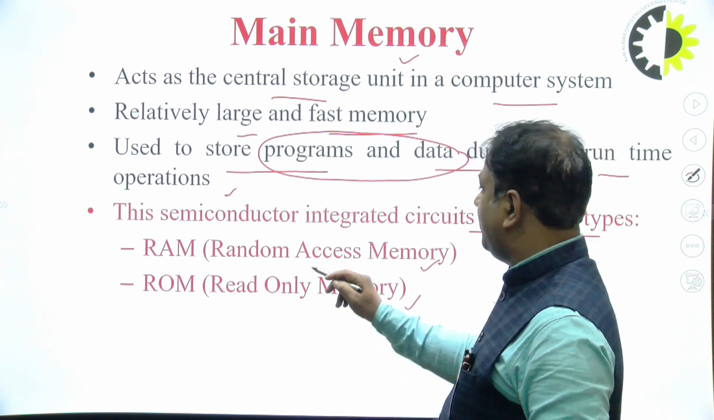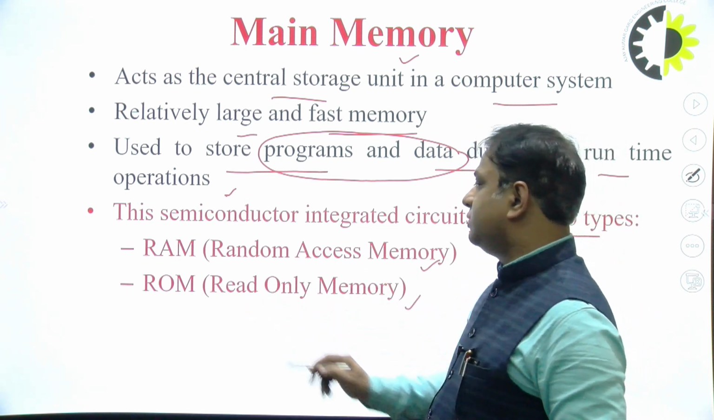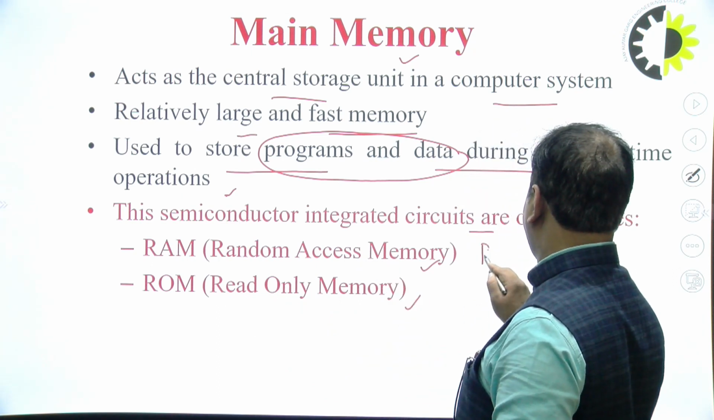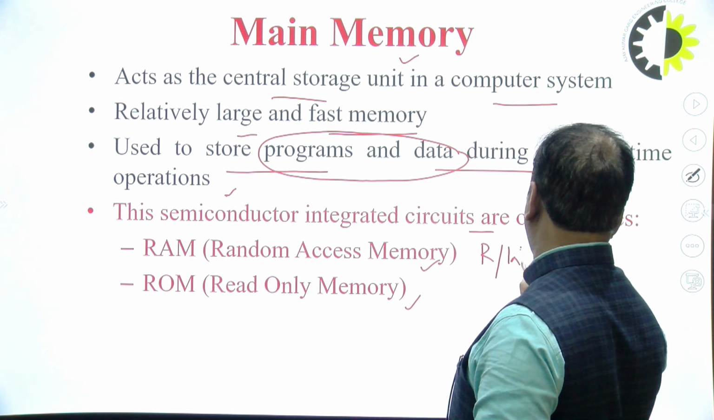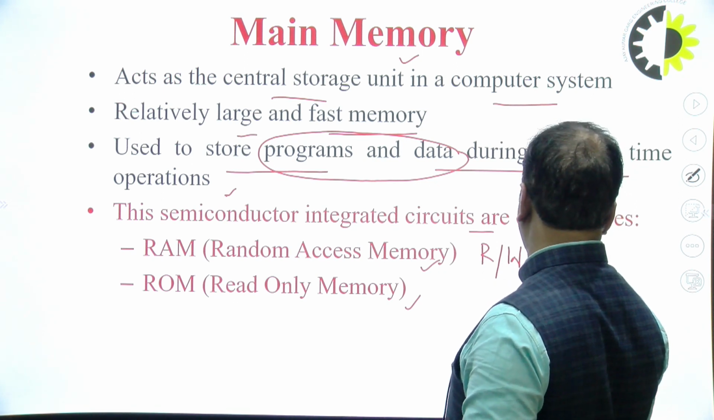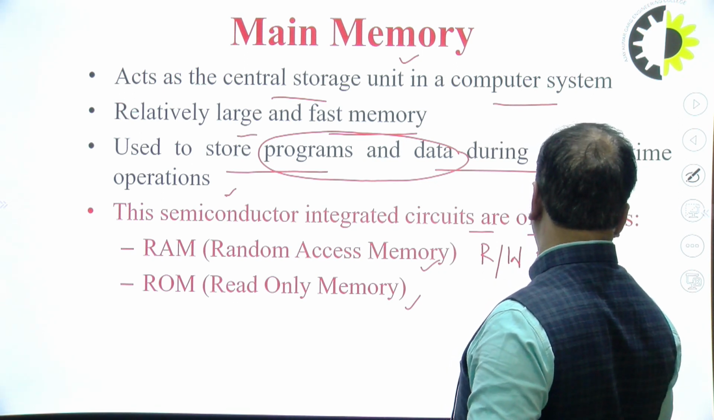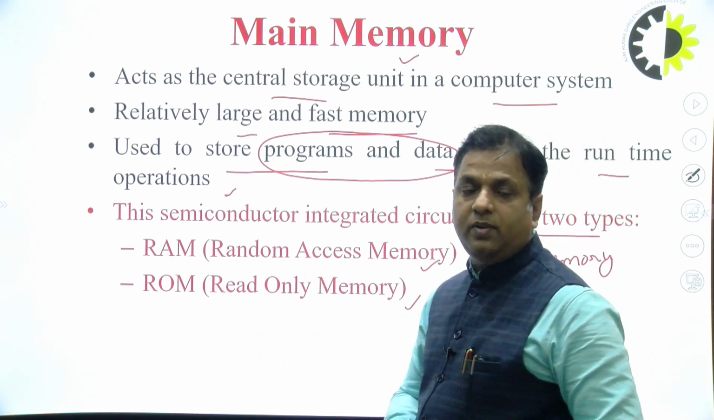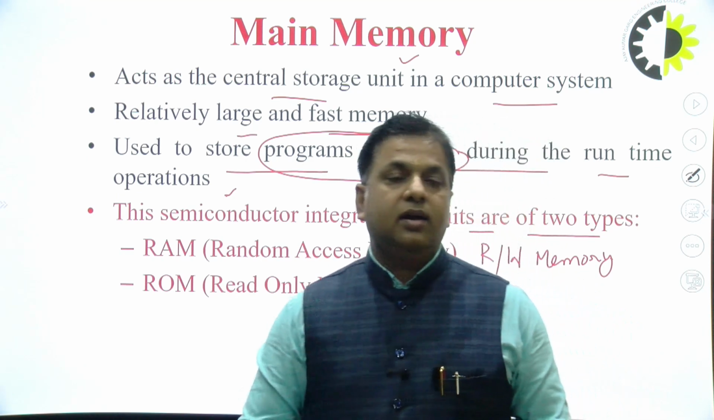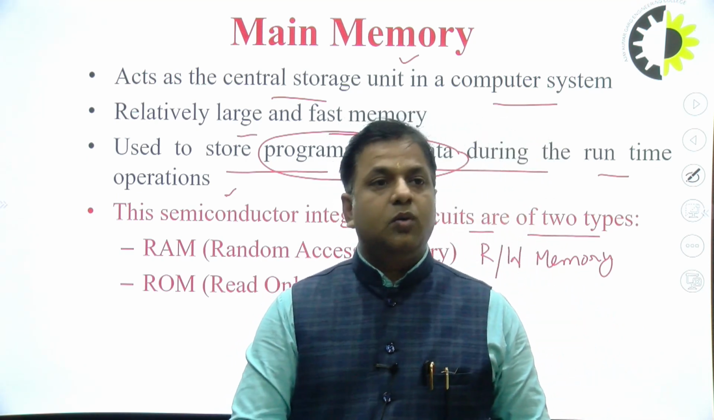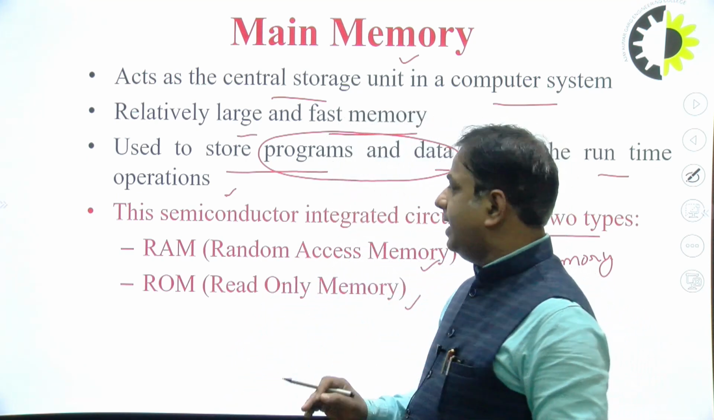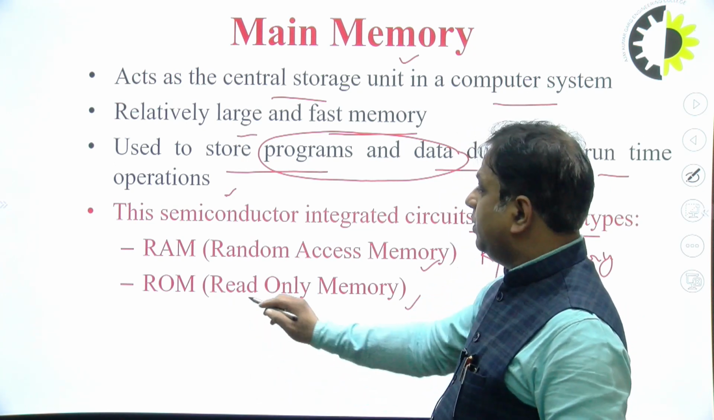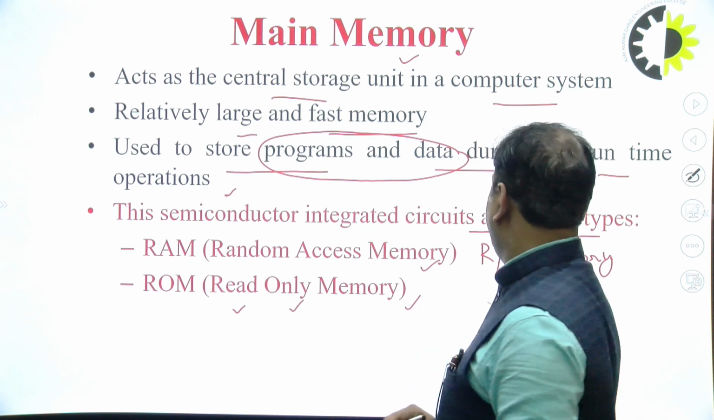RAM stands for random access memory and ROM stands for read only memory. RAM is also known as read write memory. But if we talk about the access, both are random. Even the ROM is also random access, but just to distinguish, we denote it as read only memory.